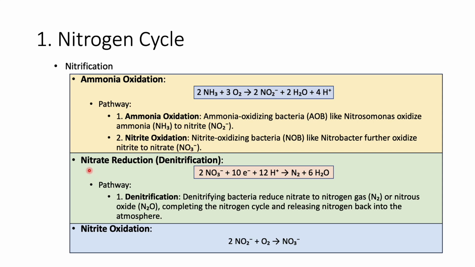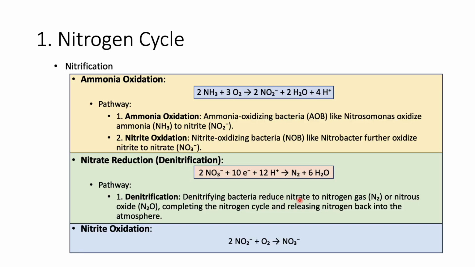So the next is the nitrate reduction reaction, or the denitrification reaction. The nitrate ion reacts with 10 electrons and 12 H plus ions to give nitrogen gas and 6 H2O. The pathway by which the reaction happens is that denitrifying bacteria reduce nitrate to nitrogen gas or nitrous oxide, N2O, which completes the nitrogen cycle and releases the nitrogen back into the atmosphere.